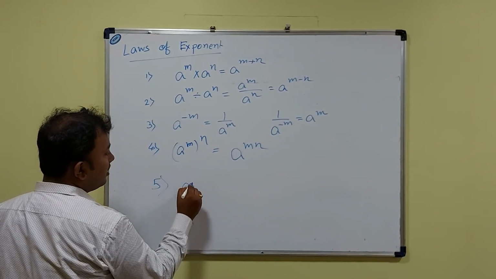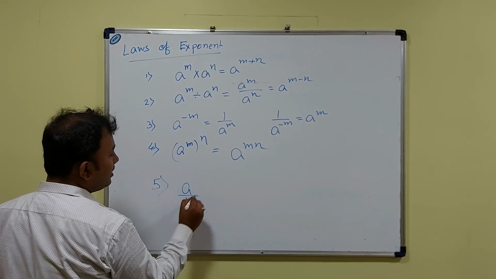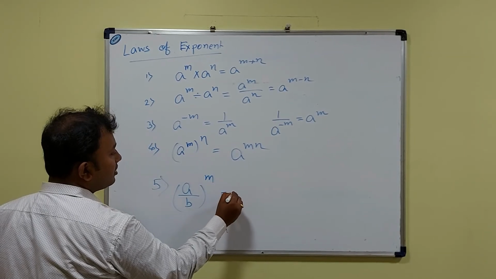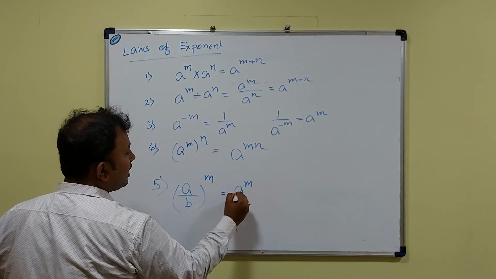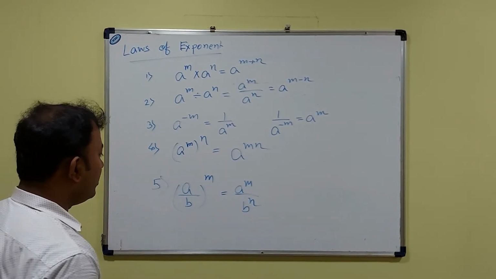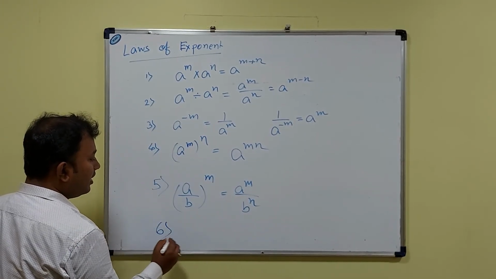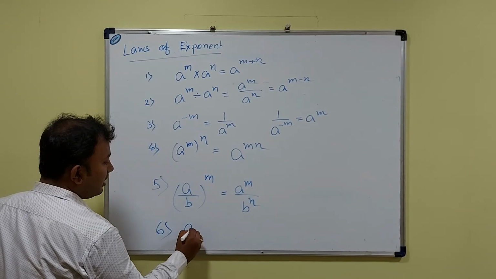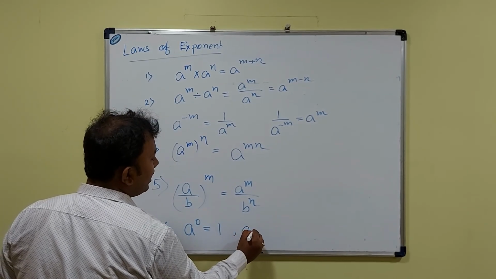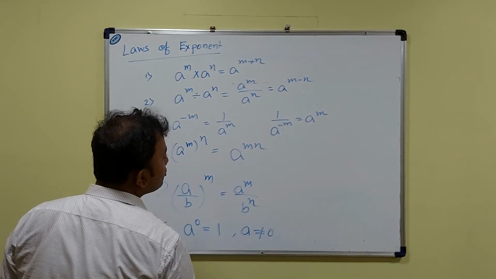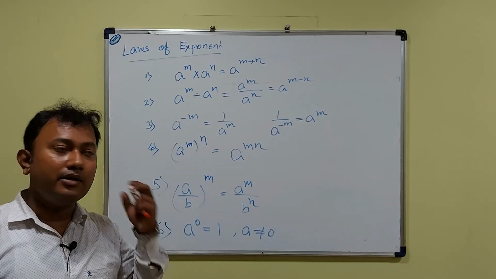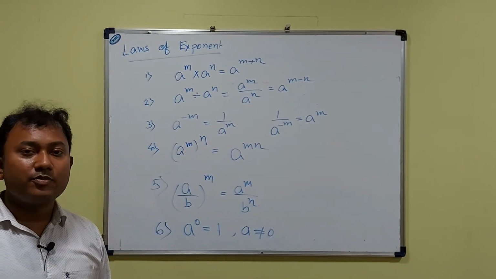Then a by b whole to the power m is equal to a to the power m by b to the power m. Then we have learned that a to the power 0 is equal to 1, where a should not be equal to 0. These are some basic laws we have learned for the chapter exponents.